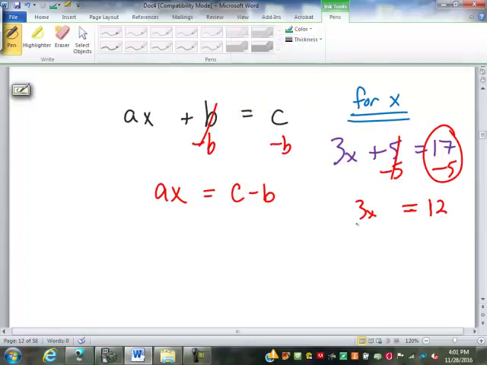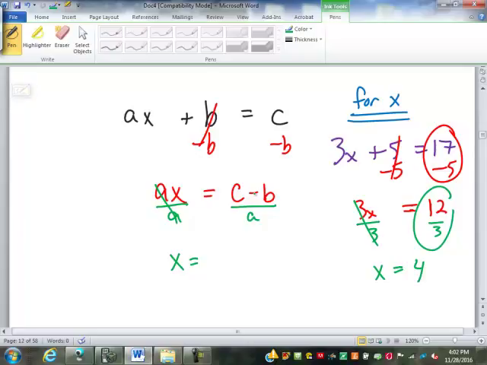The next thing I do over here is divide by the 3 to get x by itself. I have to do the same thing over here. I have to divide by a to get x by itself. Again, the difference is here, 12 can be divided by 3. Here, c minus b divided by a. We have to use that idea again that fractions and division can be interchanged. We can go back and forth between them. So in fractional form, c minus b divided by a is just c minus b over a. And that is as far as we can go with it.